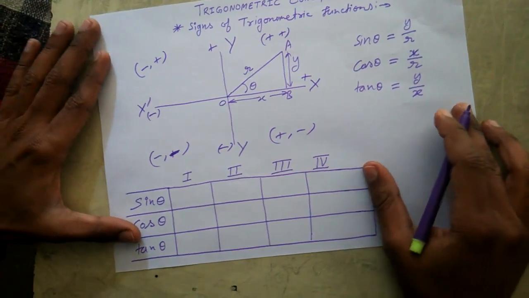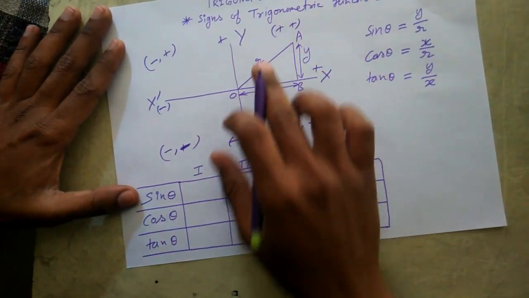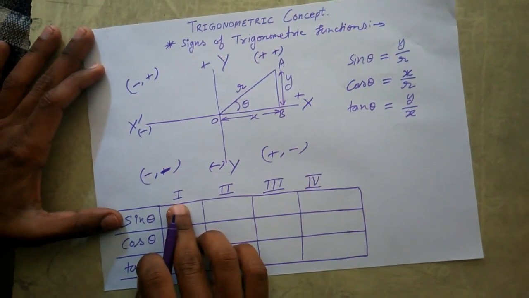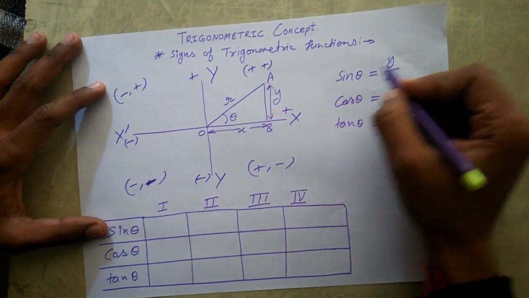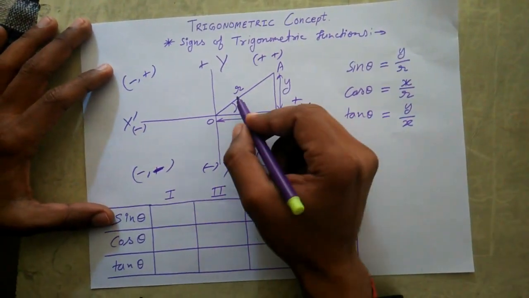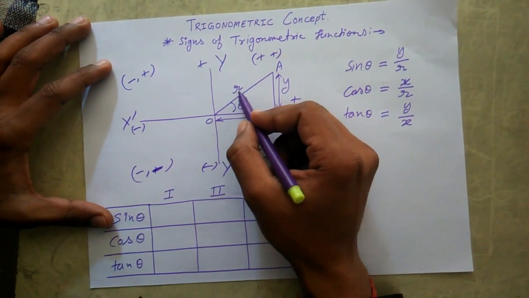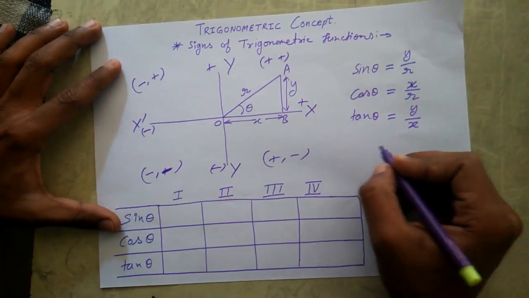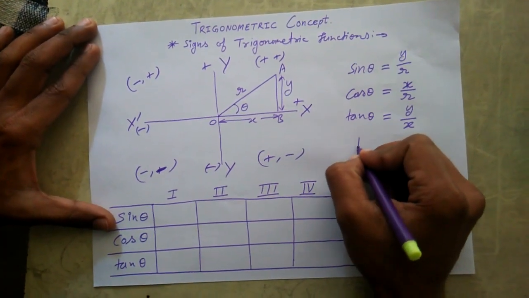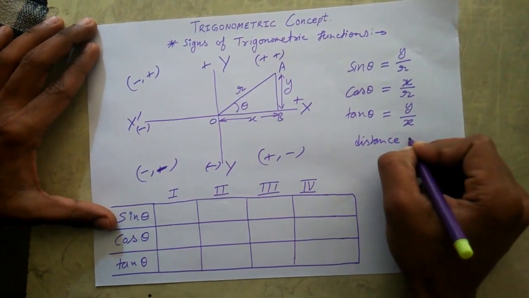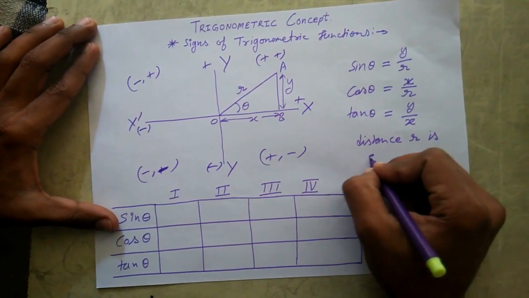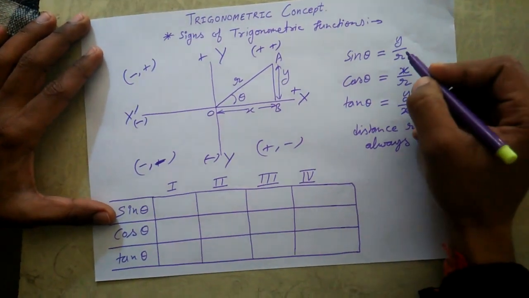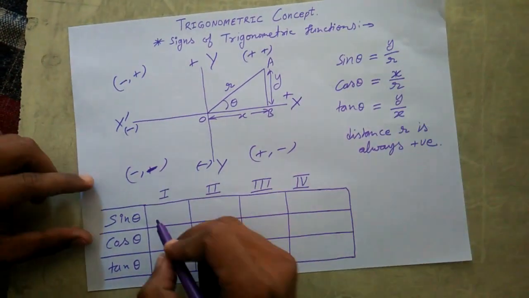Okay. Now, how can we check in which quadrant our function is positive or negative? Sine theta in first quadrant, let us see. One important thing that you must know is that this distance will always remain positive, whether it is in the first quadrant, second, third, or fourth quadrant. Positive.